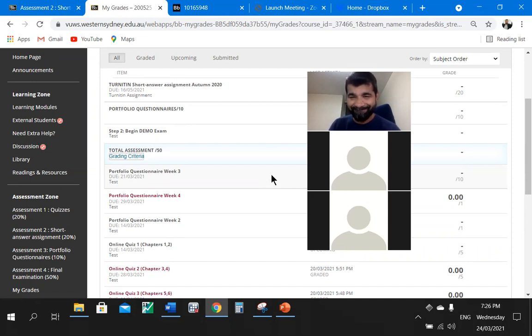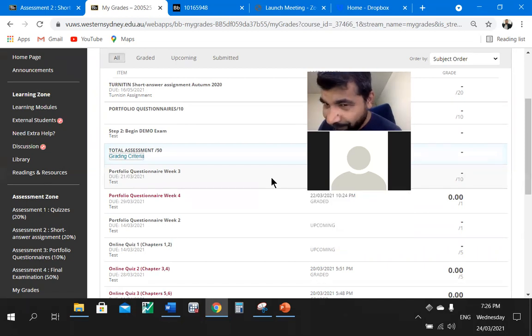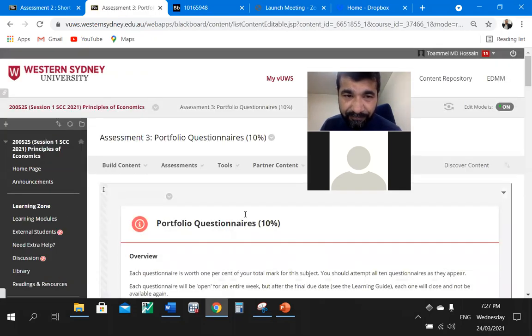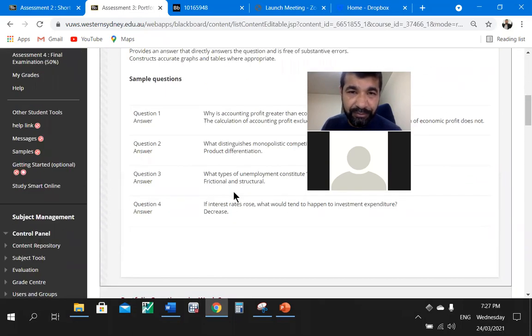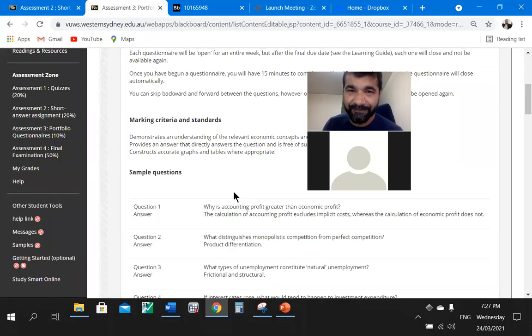One more question. When you go to the graded portfolio questionnaire week 2, it says 0.8 out of 1, and then when you go to questionnaire week 3, it's out of 10. Why is it different? Why is it 1 and then 10? Portfolio 3 is out of 10, and questionnaire week 2 is out of 1. Week 2 is different. Oh, okay.